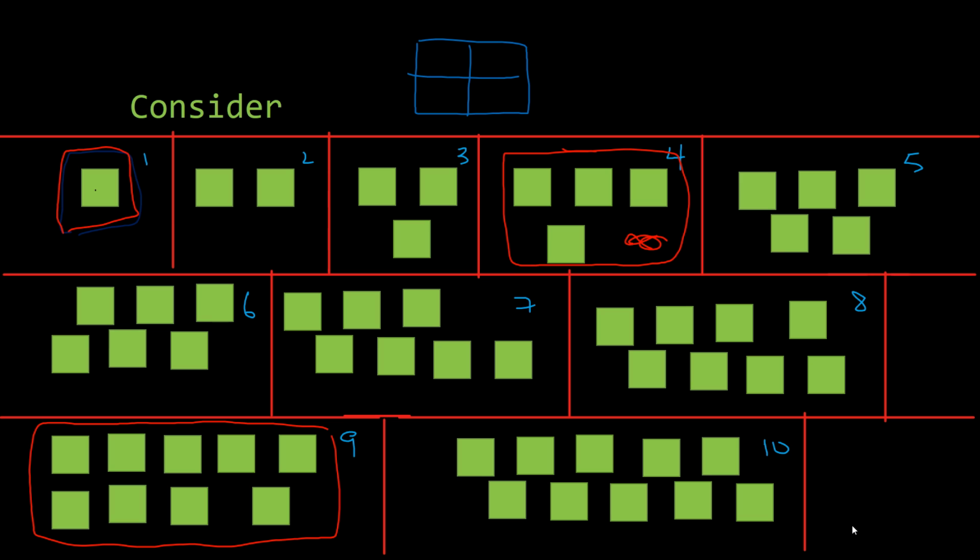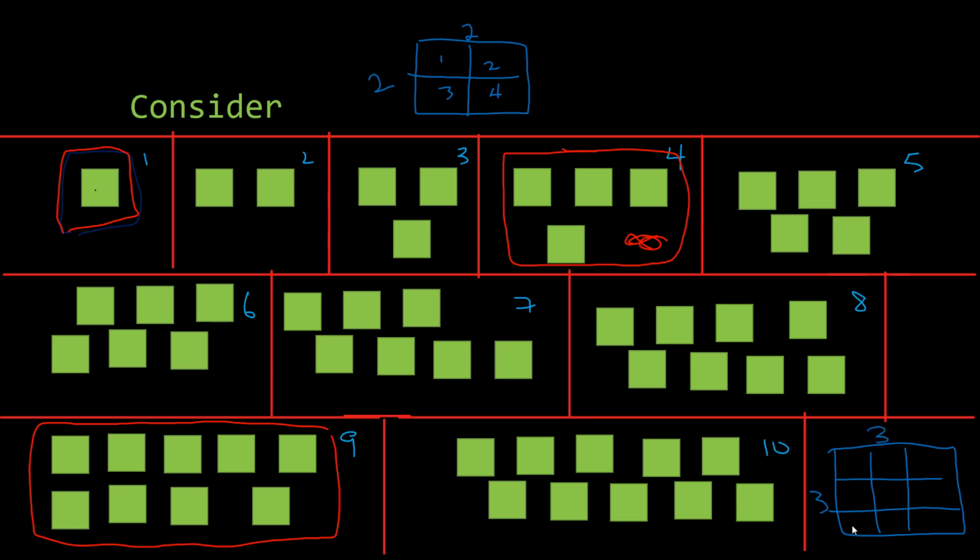Notice that this square has 4 squares inside of it, and it consists of a height of 2 and a width of 2. Let's look at these 9 squares that we have here. It's possible to arrange those 9 squares into a square that has a height of 3 and a width of 3.